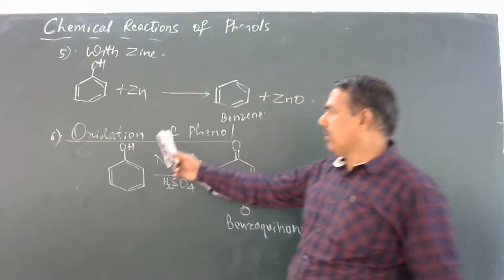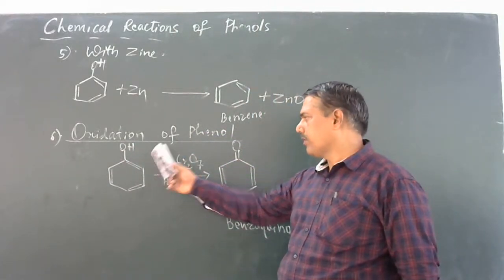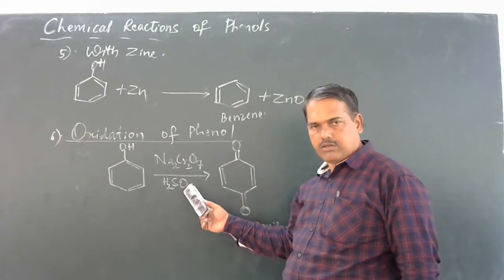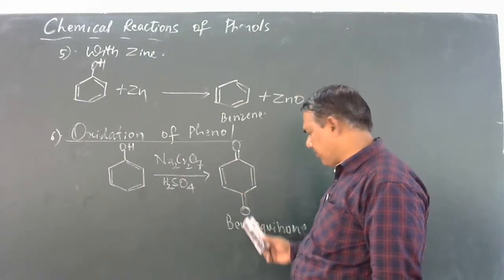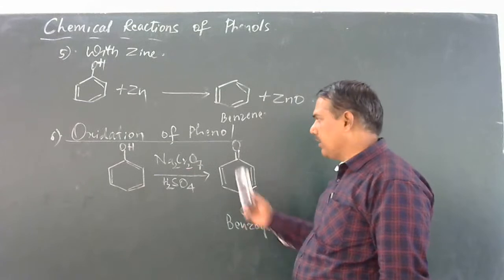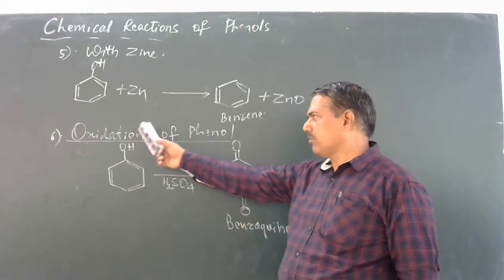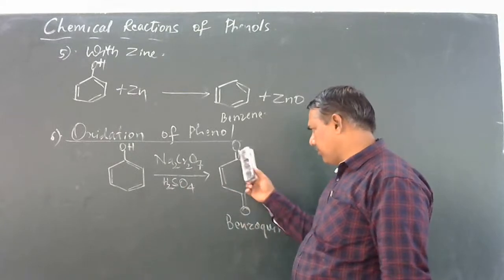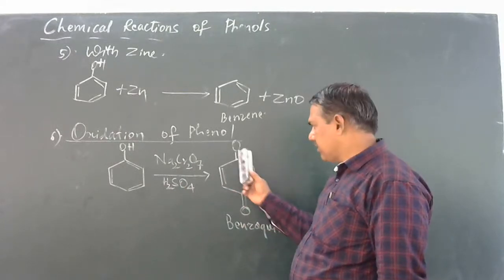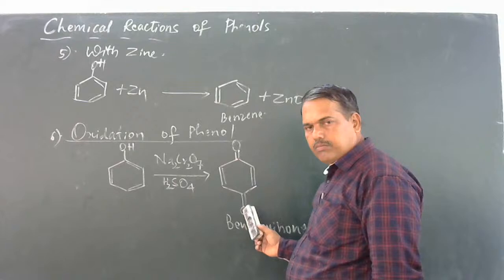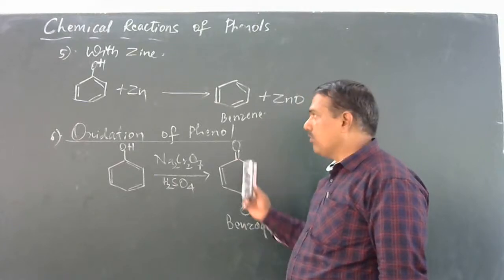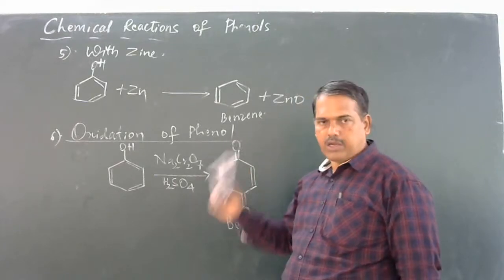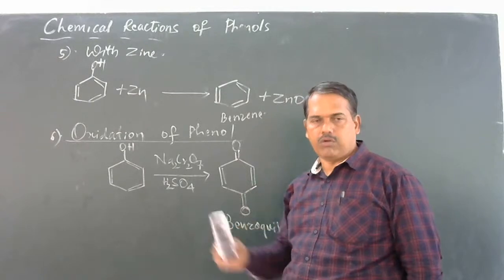When phenol is treated with chromic acid, we will get benzoquinone. And this particular reaction is nothing but oxidation. See, two oxygen atoms are introduced, and it is nothing but a ketonic group. Are you clear? So these are important chemical reactions of phenol.